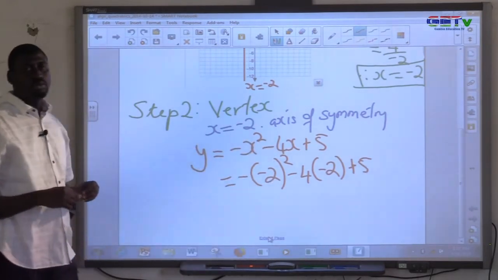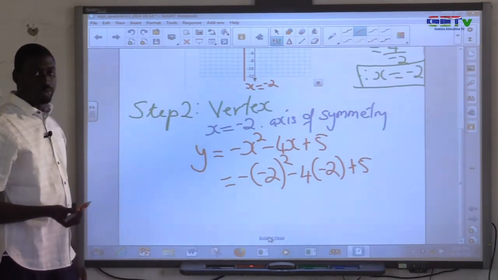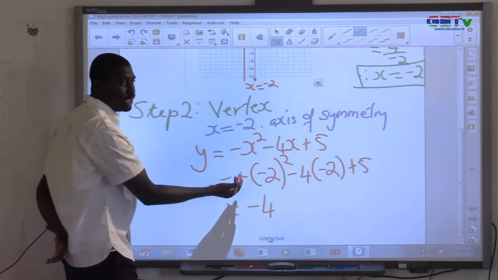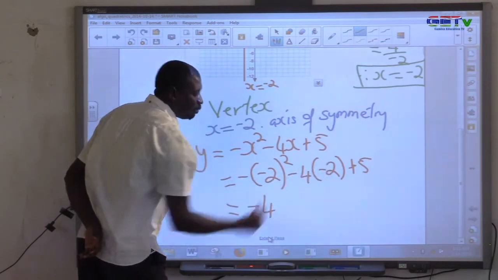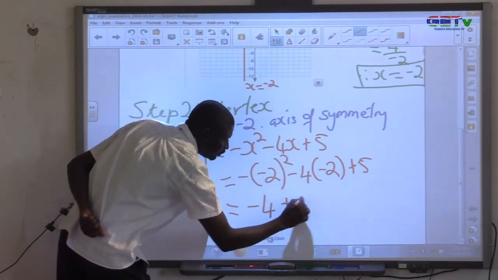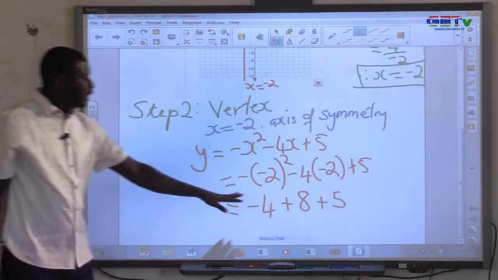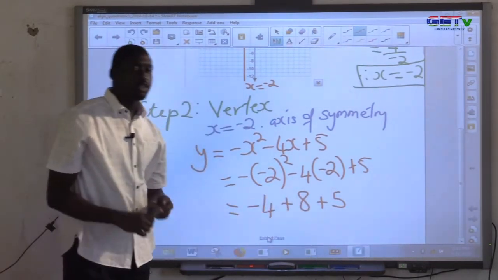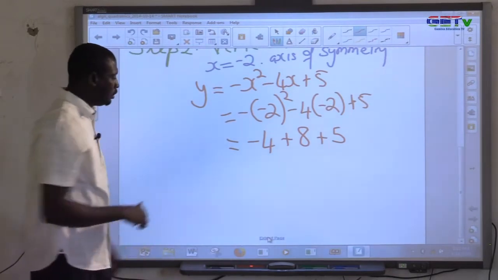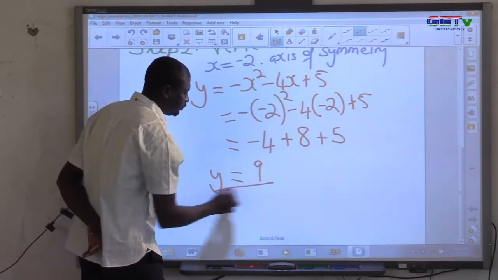-2 squared will give us what? Positive 4. So at the end we'll get the -4, because I have a negative outside. Minus 4 plus 4 will give us, minus 4 times -2 will give us positive 8 plus 5. -4 plus 8 will give us positive 4. Positive 4 plus 5 will give us 9. So the y value of the vertex, y will be equal to positive 9.